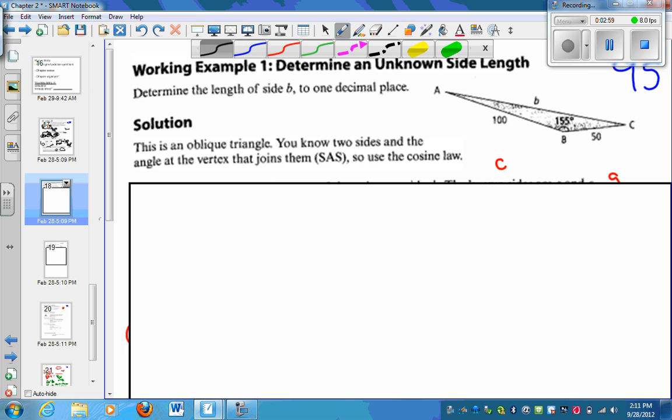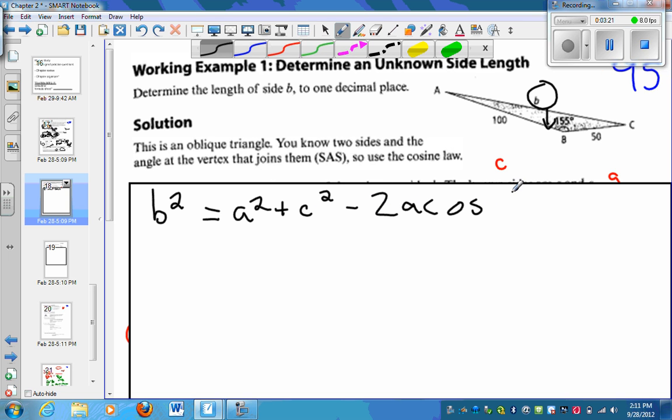Determine the length of side b to one decimal place. So I'm trying to find this length. So I have side, angle, side. I have an oblique triangle. I can use the cosine law. So in this case, I'm going to rewrite it as b squared, because that's what I want to find out, is equal to a squared plus c squared minus 2ac cos of angle B. So look at that relationship, B and B, because those are across from each other.